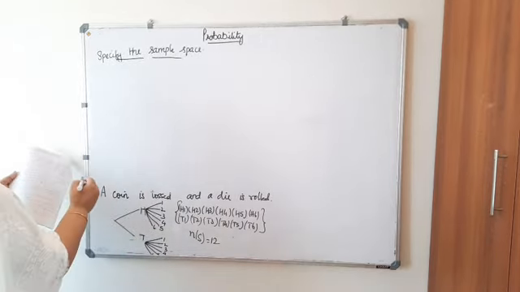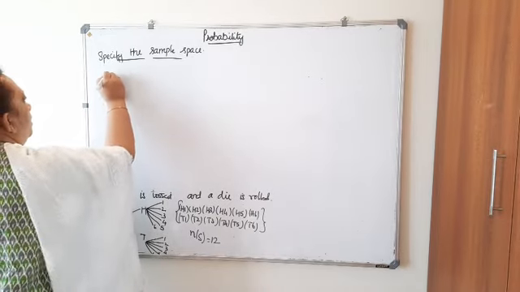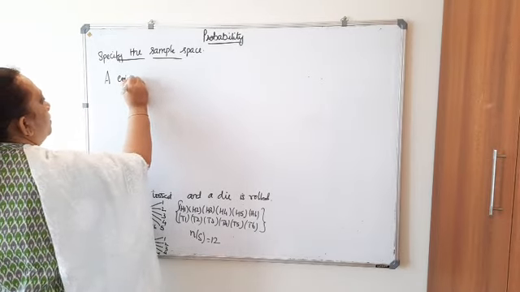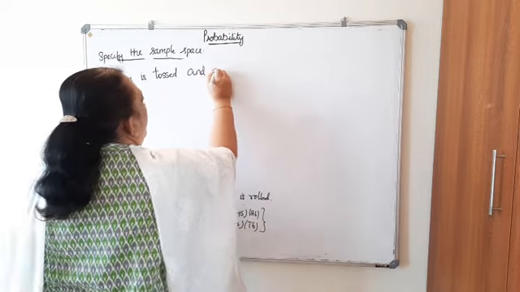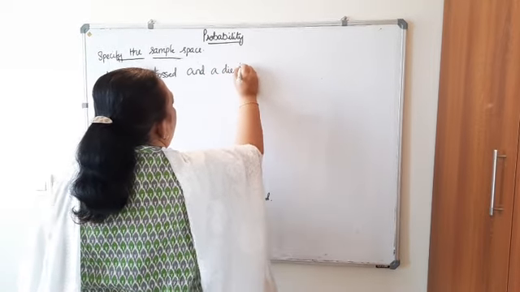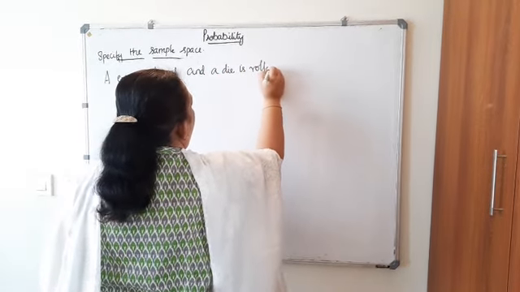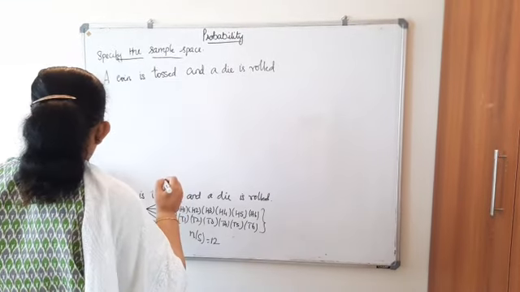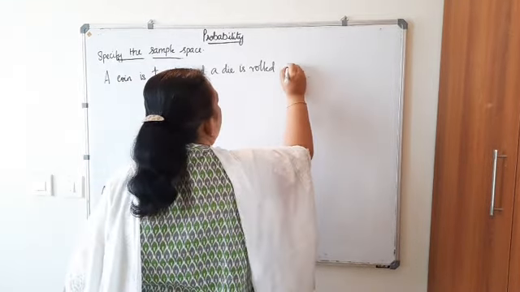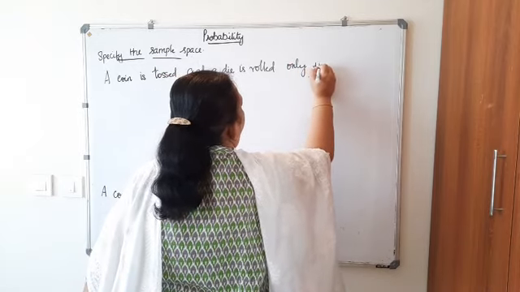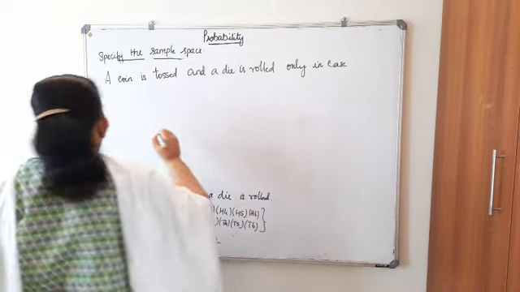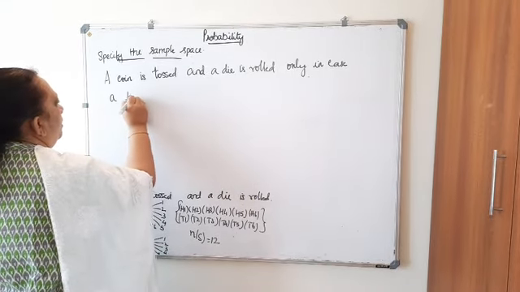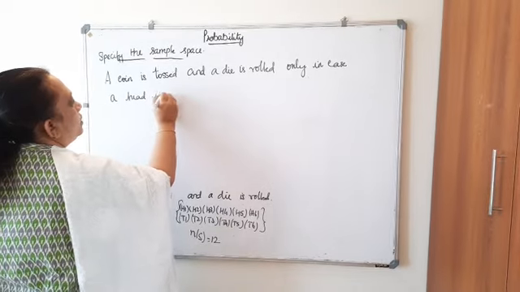A coin is tossed and a die is rolled. A coin is tossed and a die is rolled only in case a head is shown on the coin.